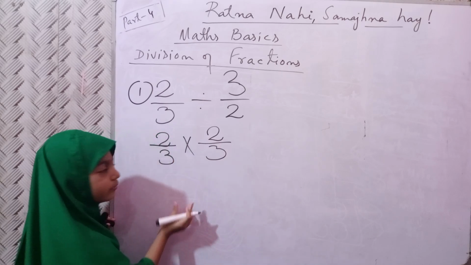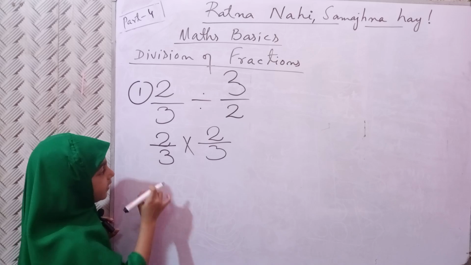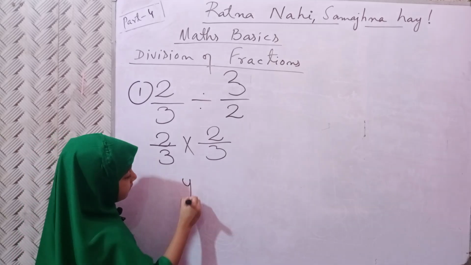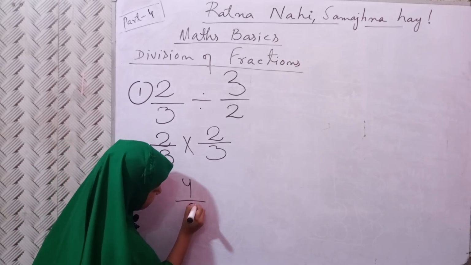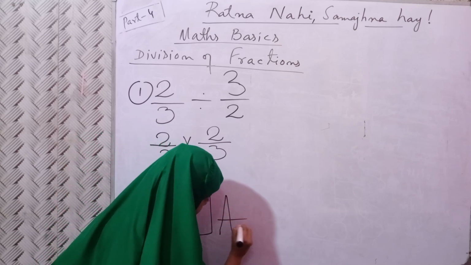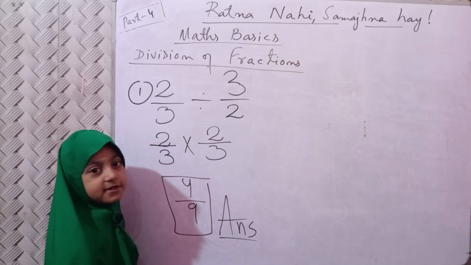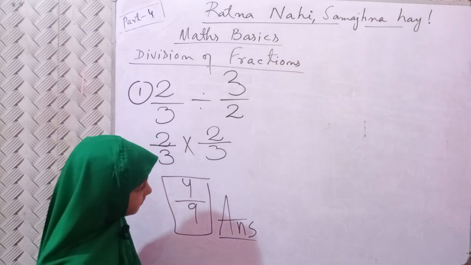You know how to do multiplication now. We saw it in the previous video too. 2 2s are 4, 3 3s are 9. Means it is not cutting. It is our answer. Okay, let's take an example.